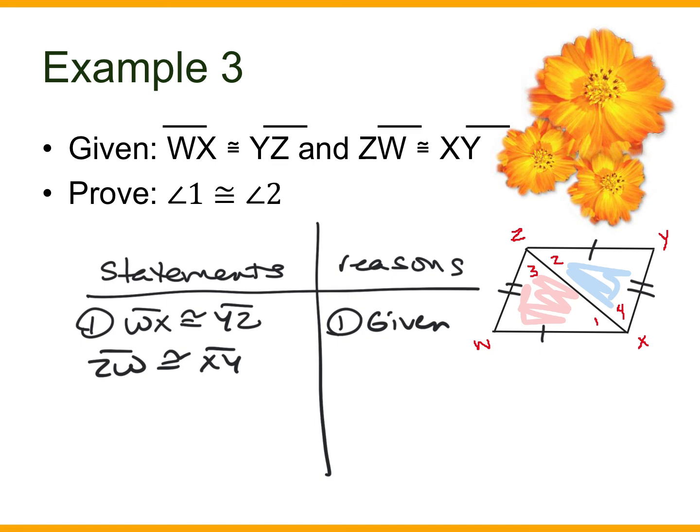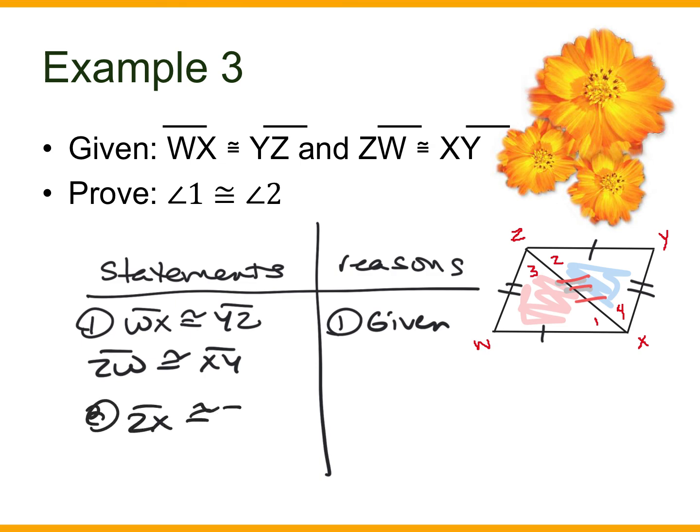Now, if they would have told me that I had parallel lines, then I could have used alternate interior angles. But I'm not told that anything's parallel here. So what I need to do is establish that these two triangles are congruent. So again, I got my obvious side in the middle, XZ or ZX, however you want to say it, it doesn't matter, is congruent to itself. So that's my next statement.